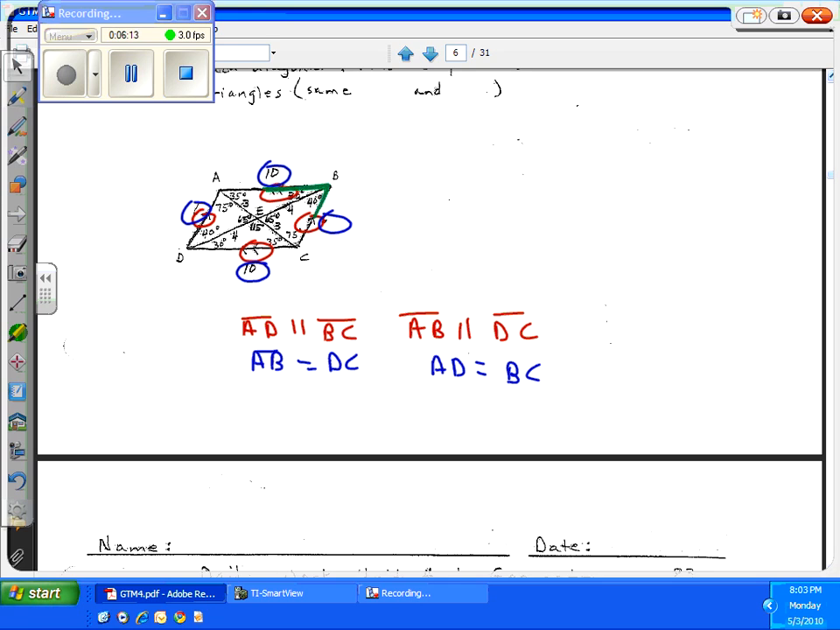Both pairs of opposite angles are equal, so this angle here is the same measure as that angle there. So angle ADC is equal to angle ABC. And then the angle over here is the same measure as this angle over here. Angle DAB is equal to angle DCB.